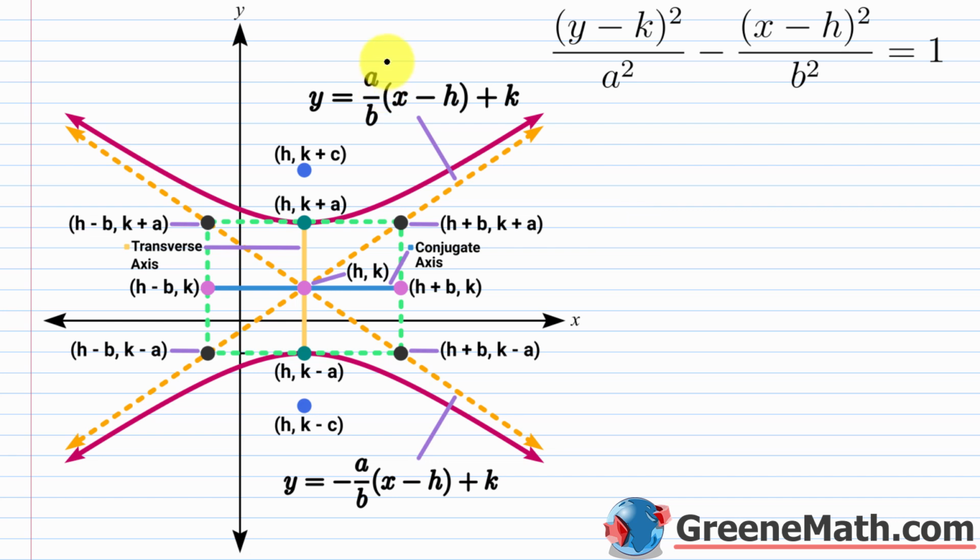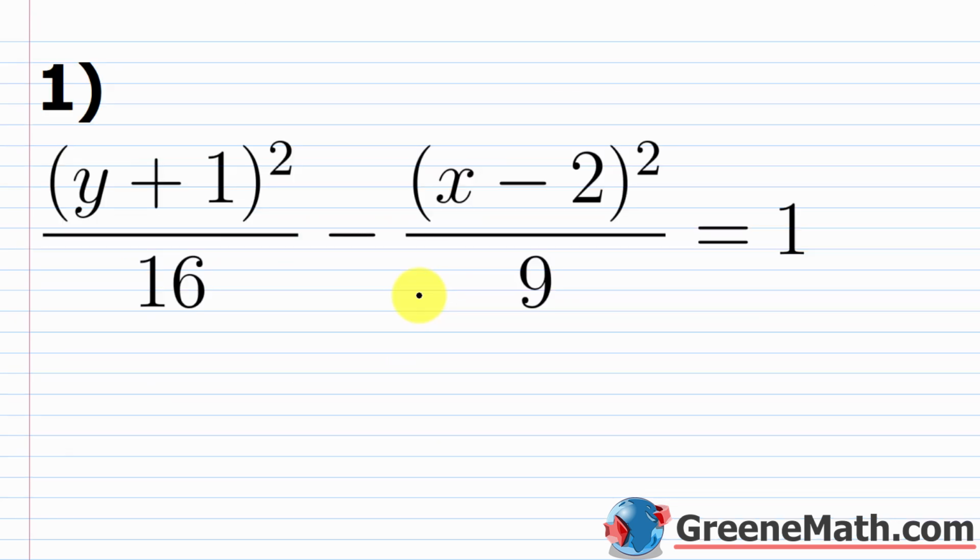In terms of the asymptotes, the slope is the only thing that's going to change. Everything else is the same. If you look at your rise now, that's going to be a, and your run is b. So that's why it's a over b for the slope. All right, let's take a look at the first problem.